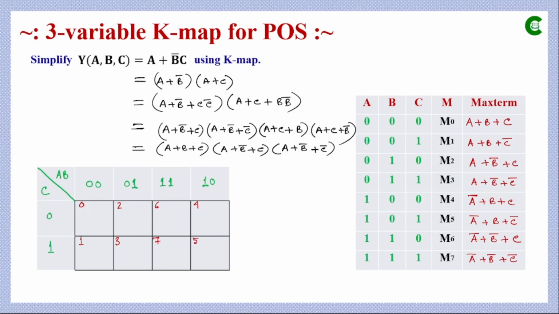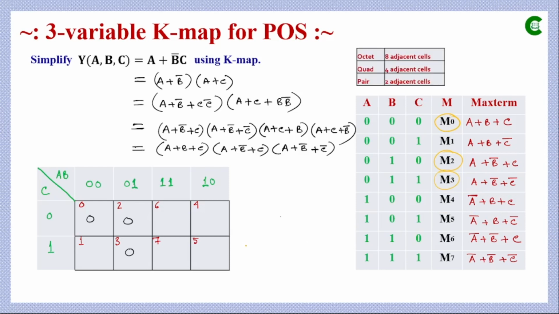And now what we can see here is that we have 3 max terms in the given Boolean expression. First the max term A plus B plus C, then A plus B bar plus C, and that is M2, and then A plus B bar plus C bar, and that is M3. So what will happen here is those 3 cells will be filled by zeros and all other remaining cells will be filled by 1. Here I have marked only those cells which will be filled by 0.